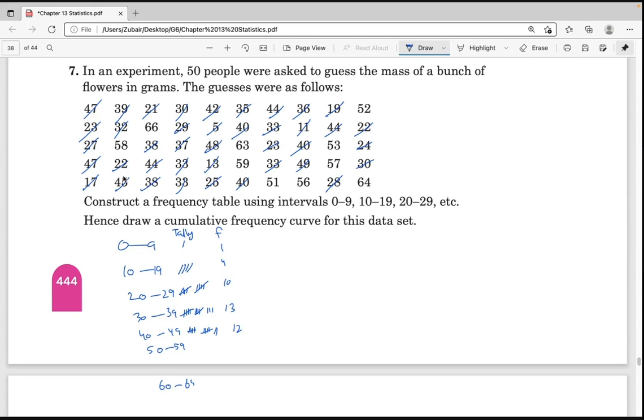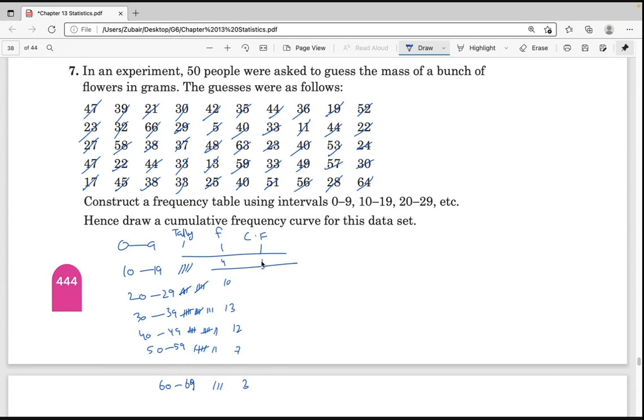50 to 59: 1, 2, 3, 4, 5, 6, 7. Then 60 to 69: 1, 2, 3. Now cumulative frequency.